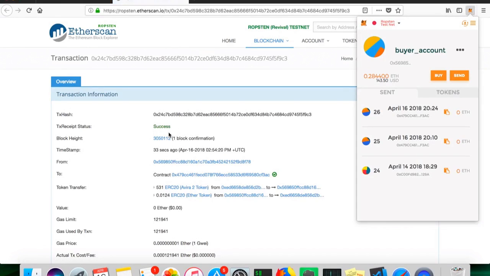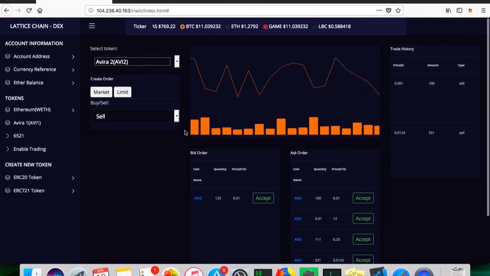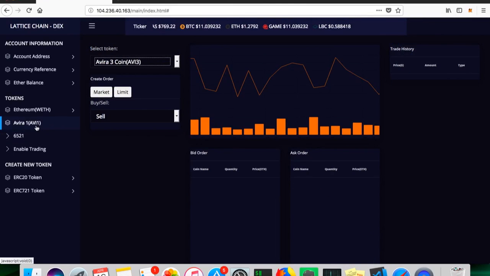So as we can see over here, the tokens have been transferred from one account to the other, and again swapped between the 2 accounts, and eventually we've got a success for that particular transaction. Now if we go back to this other coin and want to see the total tokens out there, we can see that they have bought one coin, which is Avira 2, and the amount has been updated. So 531 was the new order, and then we had 100 previously, so you can see the total number of coins is 631.